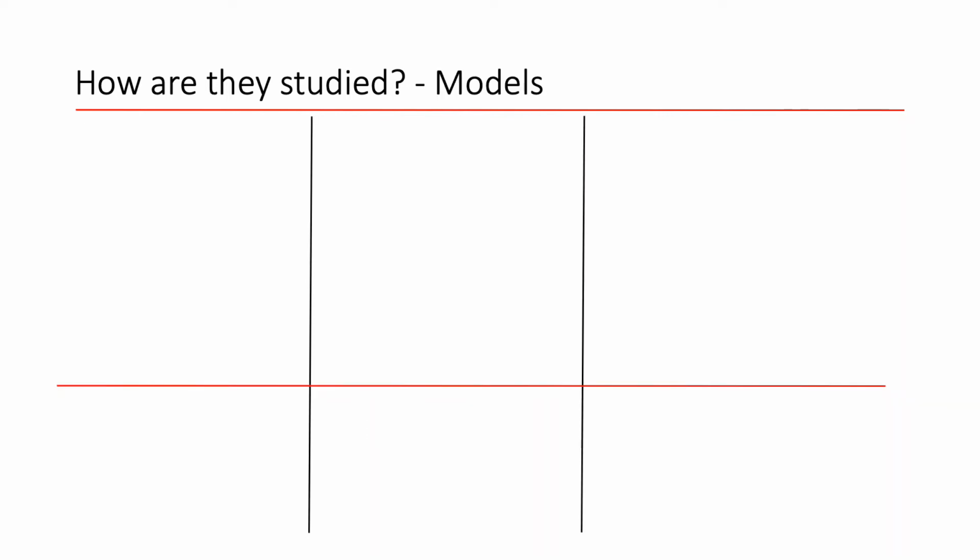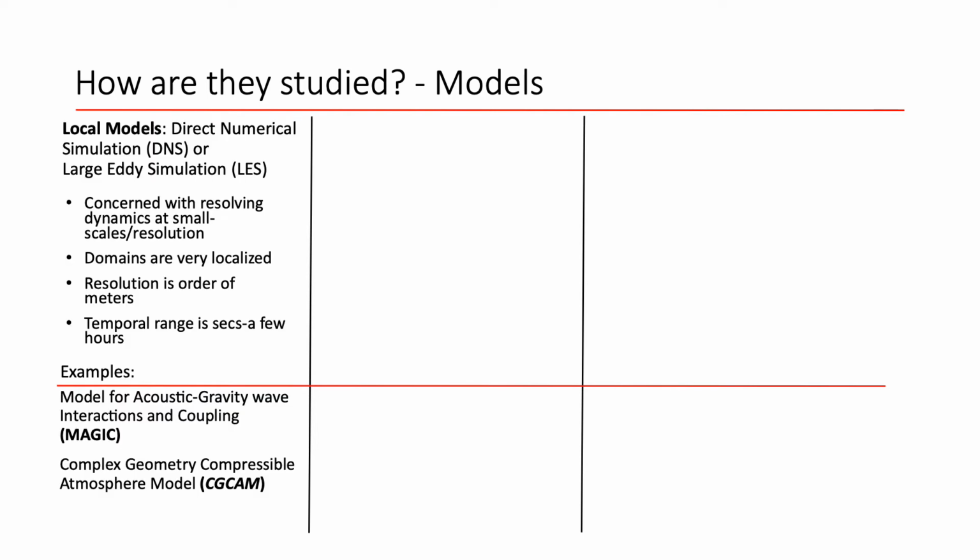So when we talk about models, there are three main types of models. The first are local models, and these are concerned with explicitly resolving all of the gravity wave processes and the turbulence processes as well. So the direct numerical simulation will resolve all scales down to the smallest turbulence scale, whereas a large eddy simulation will typically parameterize part of the turbulence spectrum. So these are very high resolution localized runs with resolution in the order of meters and temporal resolution of seconds and a range of seconds to a few hours.